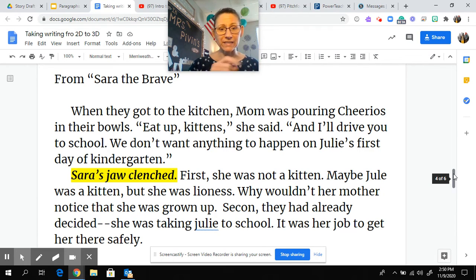Sarah's jaw clenched, and you see it right below there in yellow. Sarah's jaw clenched. It doesn't say she was happy, it doesn't say she was mad, doesn't say she was upset. All that happened was her jaw clenched. And if you know anything about being mad, you clench your teeth. Some people clench their hands. Some people do this with their thumb. Oh my goodness. Those are all behaviors associated with being upset about something. And then it goes on to say she was not a kitten. Maybe Julie was a kitten. She was a lioness. Why wasn't her mother?